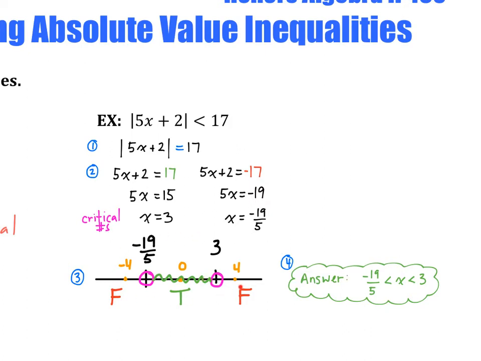So here is our graph, and now we have to state our answer based off of our graph. So here is our final inequality as our answer. Negative 19/5 is less than x, which is less than 3.